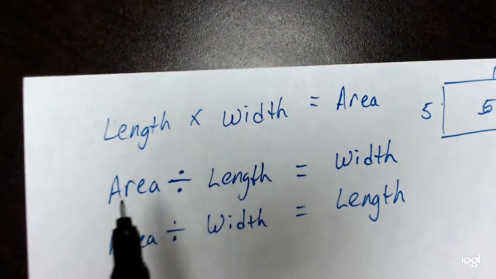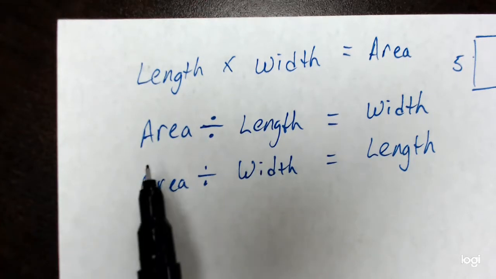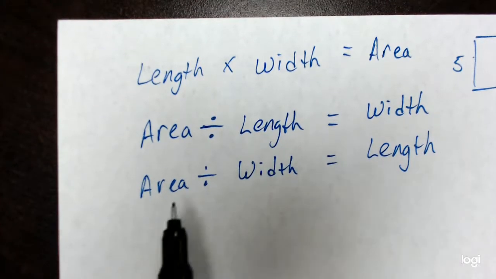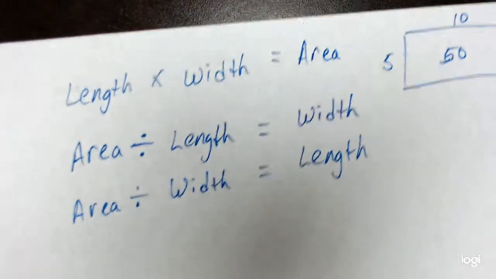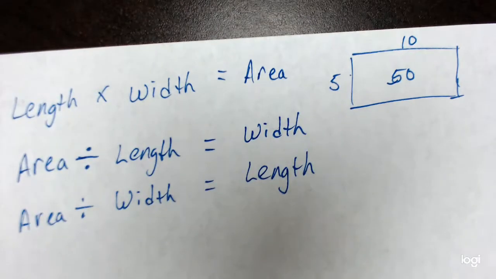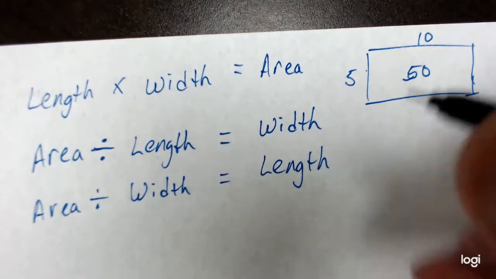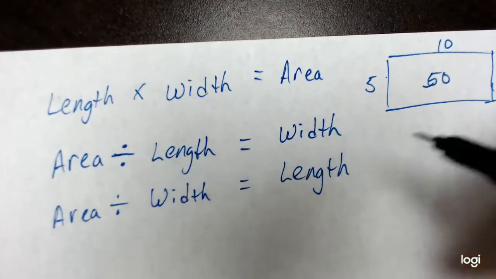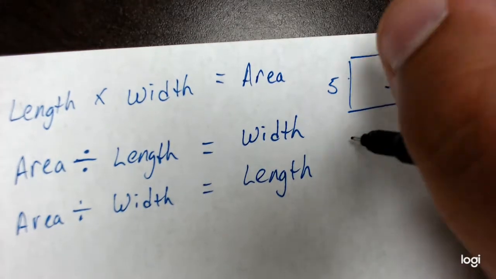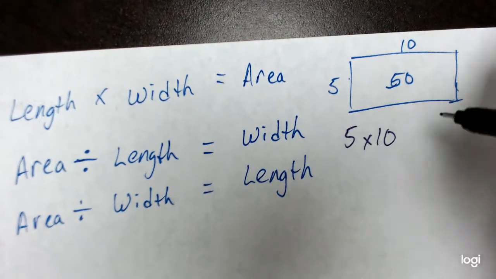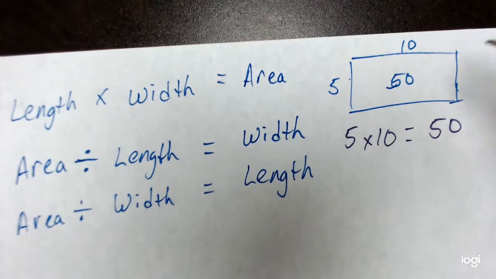Okay, and then likewise the pattern for division will be the opposite: area divided by length equals width, or if we were to switch it, area divided by width equals length. Right, and we can see all of that with this example rectangle, the 5 times 10. If I did length times width equals area, 5 times 10, I get 50, or the area.